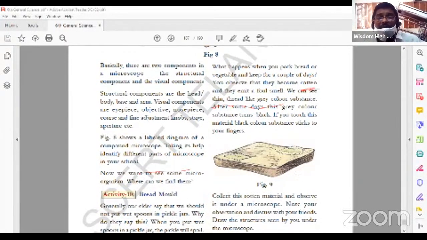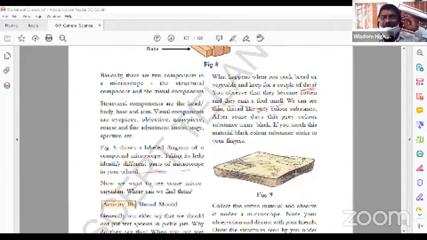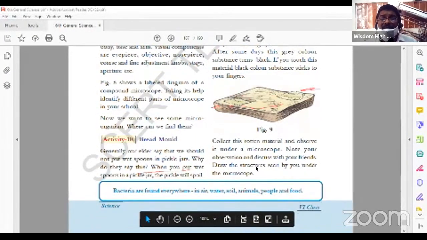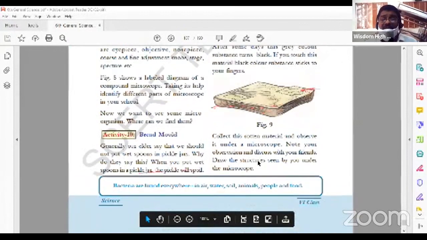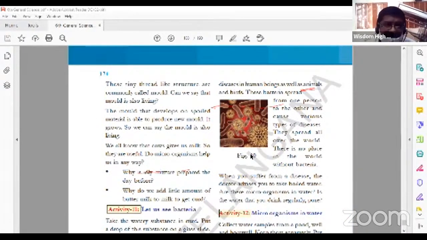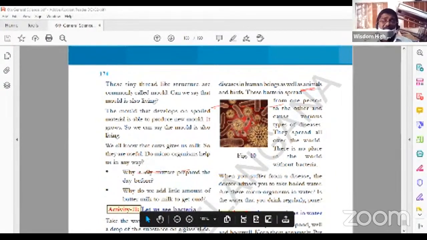When you observe under the microscope, you can see very clearly what the structure of the bread is, the internal thread-like structure of the bread. Actually, that is called mold. This thin thread-like structure is called mold. Is mold living or not? This mold is living. How should mold that develops on spoiled material be?